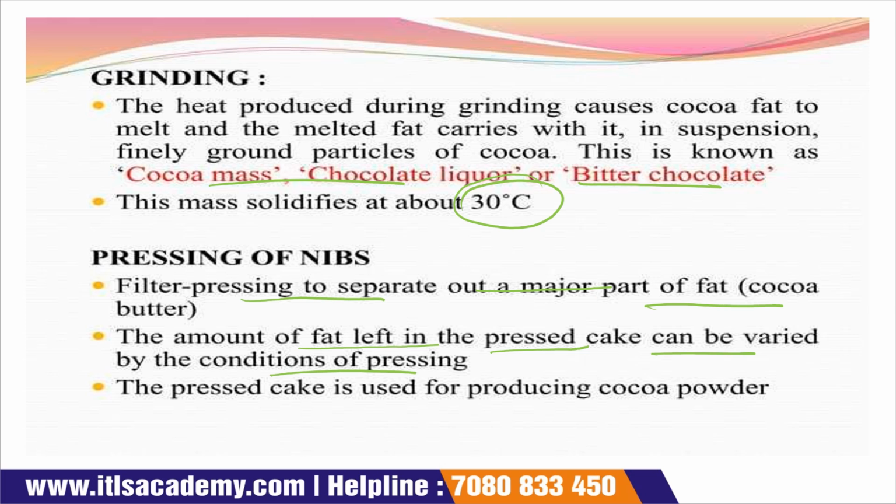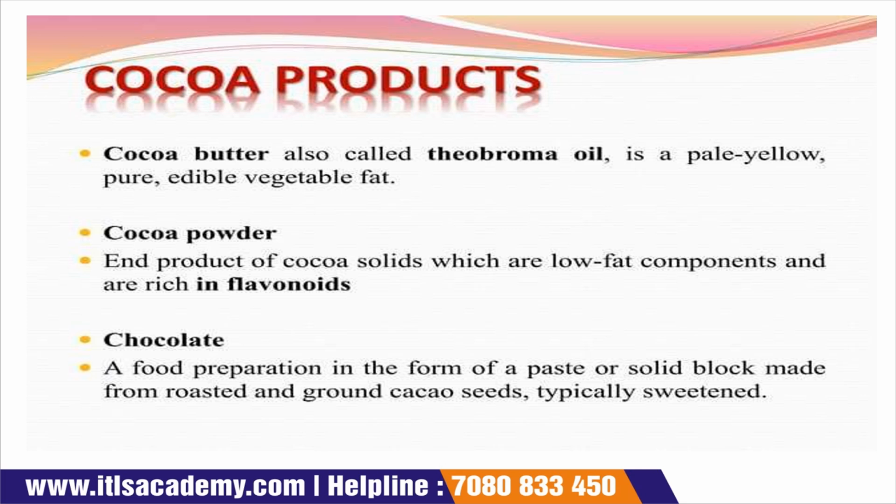The cake which remains is used for the production of cocoa powder. Now, there are different cocoa products like cocoa butter, cocoa powder, and chocolate. Cocoa butter is also called theobroma oil. It will be discussed in detail in the next lecture. It is pale yellow in color, and is a pure edible vegetable fat.